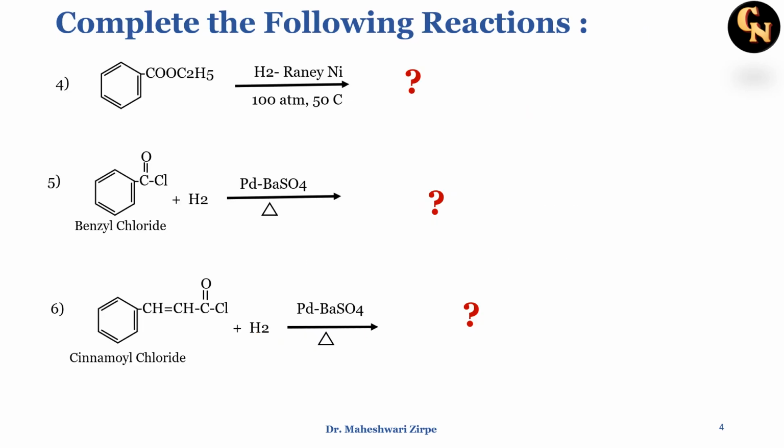In the fourth one you will find that we have an ester group and a benzene ring, and on the arrow if you see there is raney nickel at 100 atmospheric pressure and 50 degrees Celsius. So we know that raney nickel does the reduction of the benzene ring. So let us find out whether it is going to even reduce the ester group. So let us see the answers.